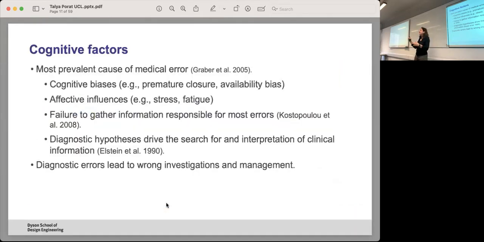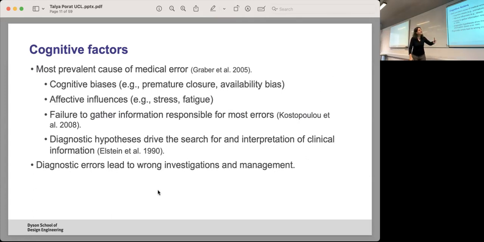So 4.3% is quite a lot. Cognitive factors are the main cause of medical error. It could be cognitive biases, such as premature closure, so jumping to conclusions before looking at all the data. Availability bias, that was really significant in COVID, right? Everybody that coughs, oh my God, you have COVID, right?